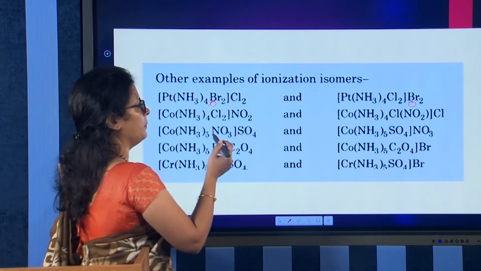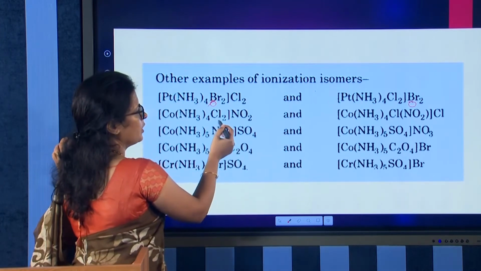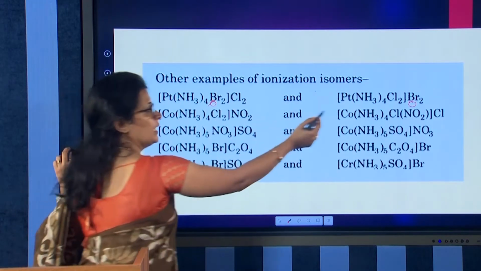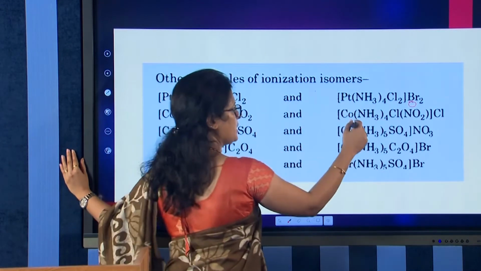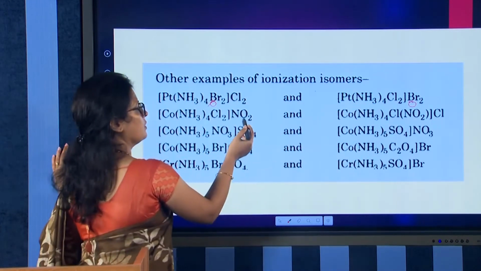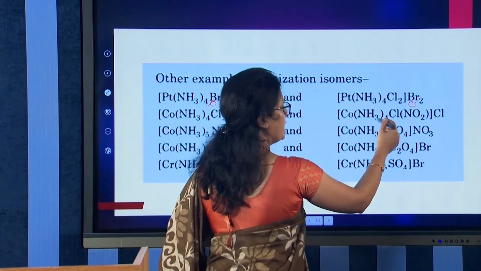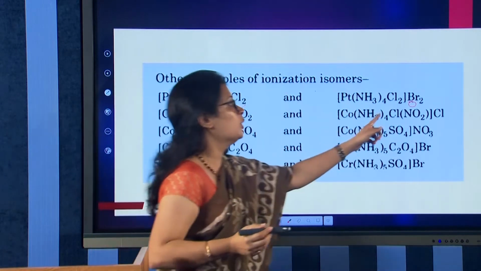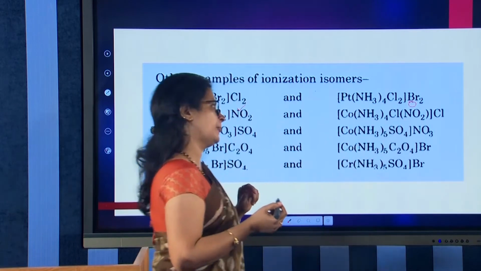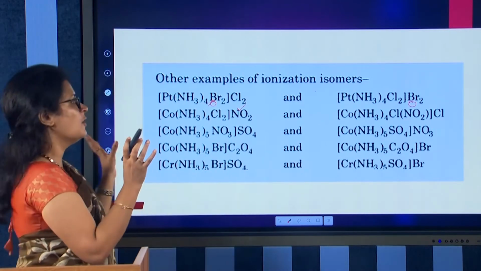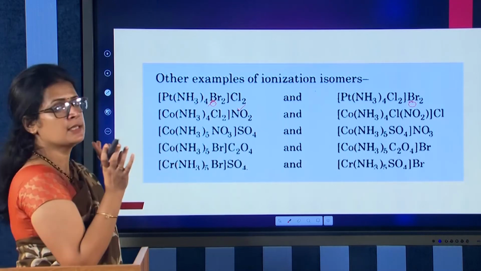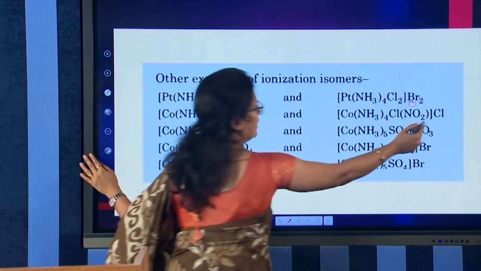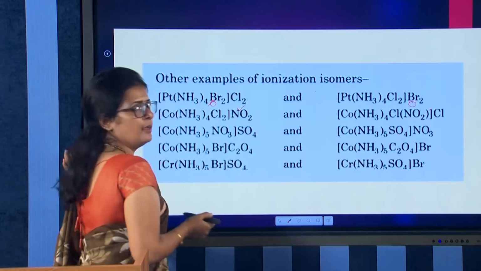But in the second example, one of the chloride ions is going outside. One chloride ion is still inside, and to substitute that chloride ion, which ion is moving inside? NO2. NO2 is moving inside the coordination sphere. Now NO2 will act as a ligand here, but the formula is the same, so they are called ionization isomers. Different ions are furnished: here NO2 minus ions will be furnished, here Cl minus ions will be furnished.